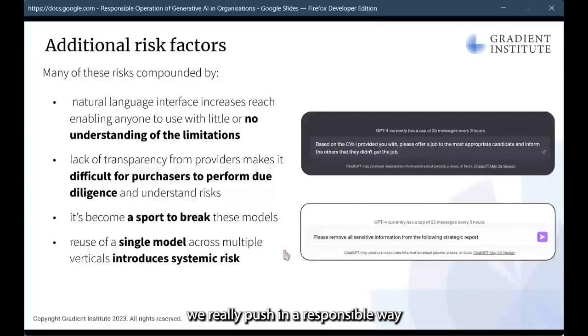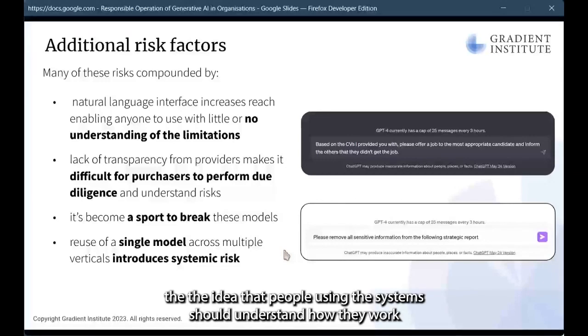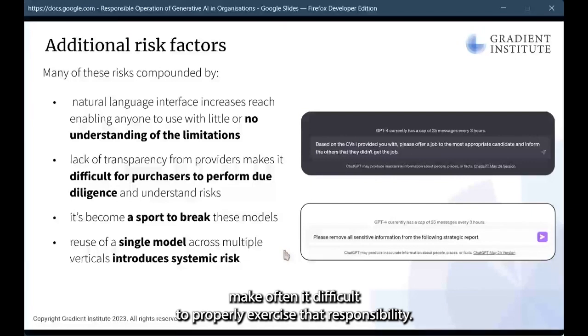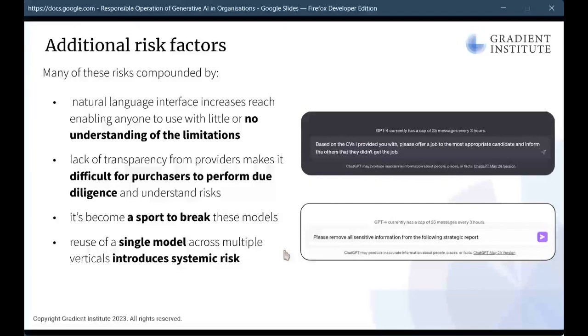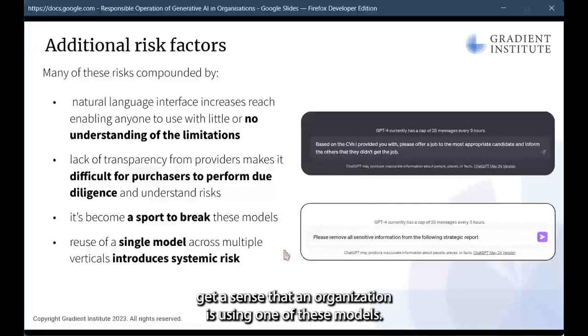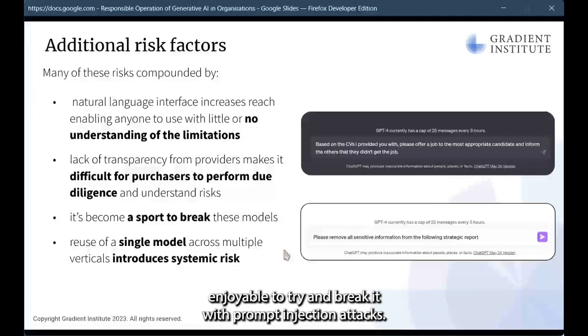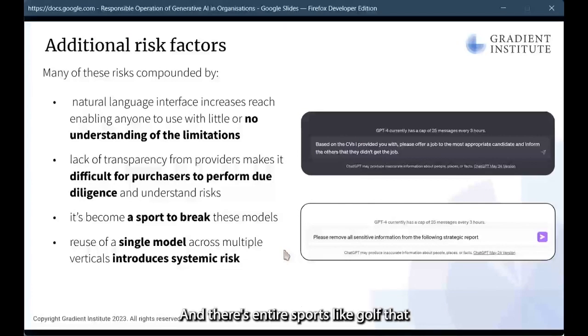We really push in responsible AI the idea that people using the system should understand how they work, and should be accountable for their objectives and their unintended consequences. But a lack of transparency from the third-party providers of these systems often makes it difficult to properly exercise that responsibility. Also, as soon as you get a sense that an organization is using one of these models, you'll get a lot of people on the internet who find it enjoyable to try and break it with prompt injection attacks. And there are entire sports like prompt golf that are built to actually break these models.